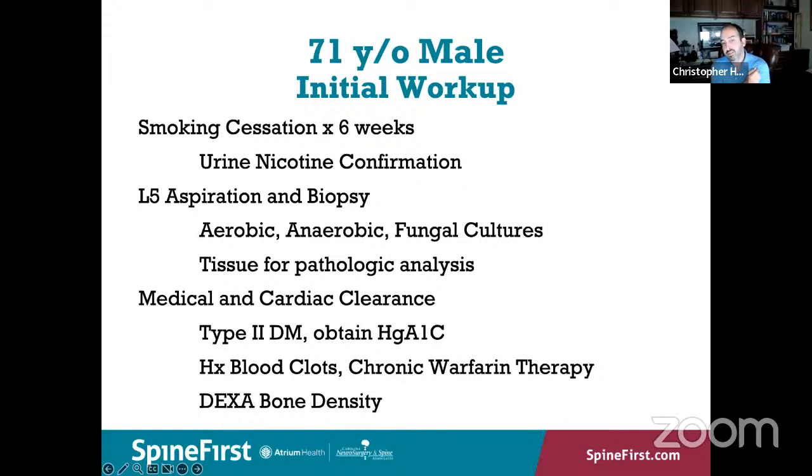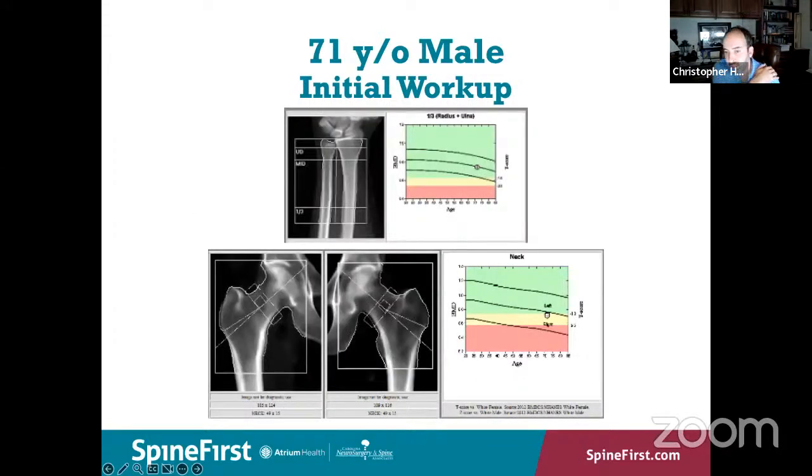We wanted this patient, given his medical history, to get medical and cardiac clearance. For patients with type 2 diabetes like this patient, we want a hemoglobin A1C. Given his history of blood clots and factor V Leiden, we needed to address his perioperative anticoagulation as well as his transition back, and obtain a DEXA bone density scan. So his bone density was okay. He had some mildly diminished density consistent with osteopenia.